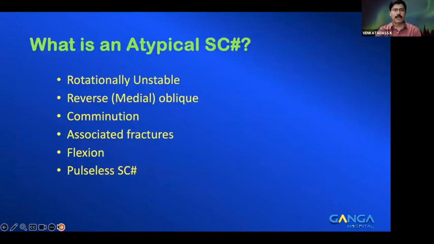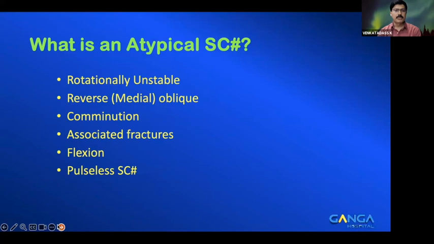So then what do we mean by atypical supracondylar fractures? We have a set of different fractures. The first one is rotationally unstable fractures. So we'll see examples of each of these. This will be more like a case-based discussion rather than a didactic lecture.